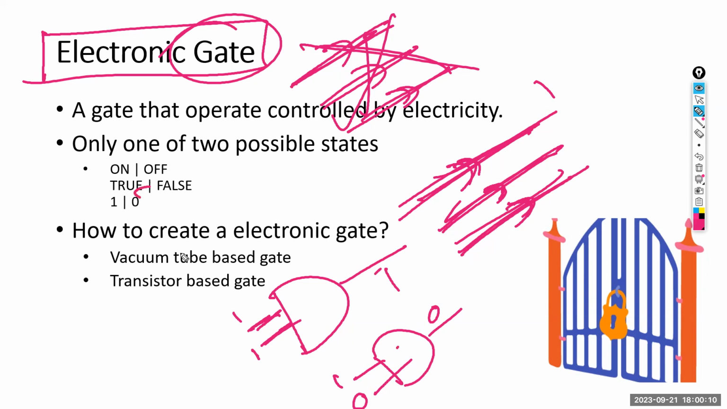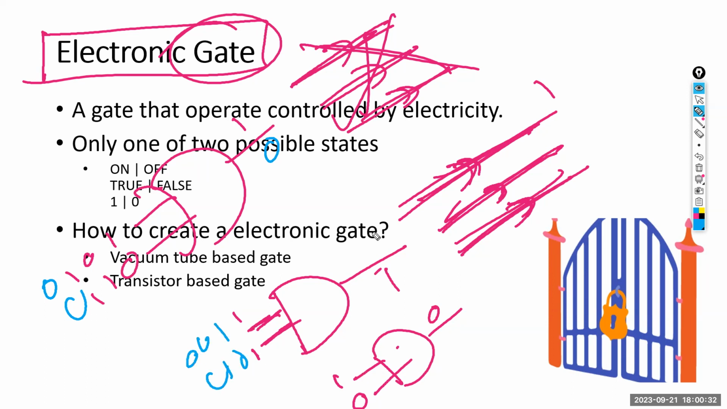Similarly, with an OR gate, when at least one input has electricity, it allows you to go: 1 0, 0 1, 1 1, it allows you to go. But if both are 0, it doesn't allow you to go. But in an AND gate, only 1 1 will allow you to go, while 1 0, 0 1, 0 0 will not allow electricity to go, and so on.